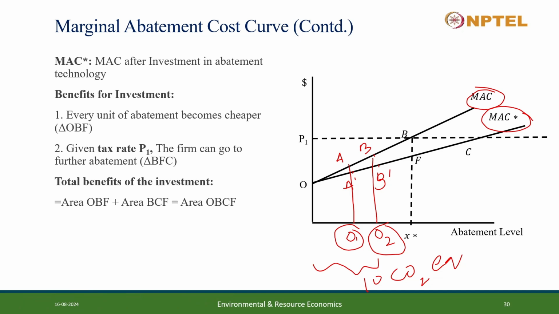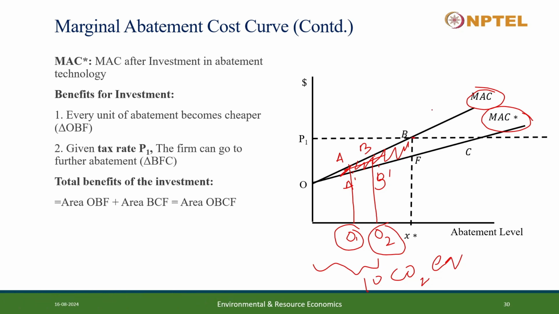So here the benefit of investment is triangle OBF. This is my triangle OBF. This is the total till my optimal, till the condition where the carbon tax is there. I'll try to abate the cost till B, so that my tax is equal to the abatement cost. B is the point where carbon tax is equal to the abatement cost.